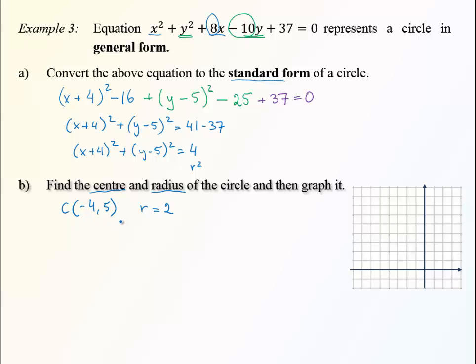Now we're ready to graph. Center (-4, 5). -4 is, let's say, here. 5 is over there. So the center will be here. And radius 2. So what you do, you go 2 steps forward, 2 steps backwards, 2 steps up and 2 steps down. And then try to join as smoothly as you can these 4 points. And we have a circle.